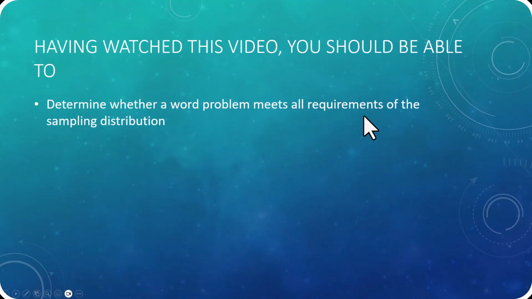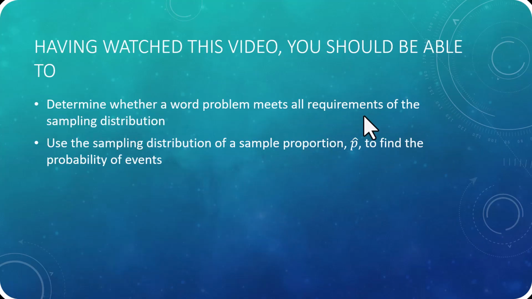So now that you've watched this video, you should be able to determine whether a word problem meets all the requirements of a sampling distribution, and you should be able to use that sampling distribution of a sample proportion to find the probability of events.